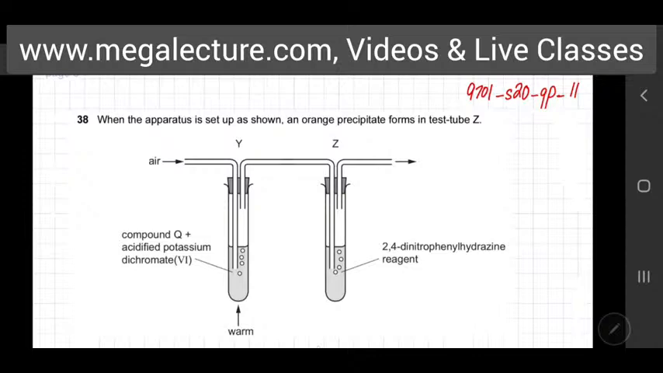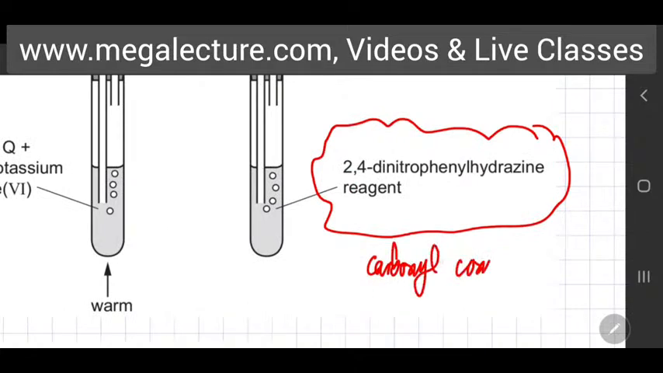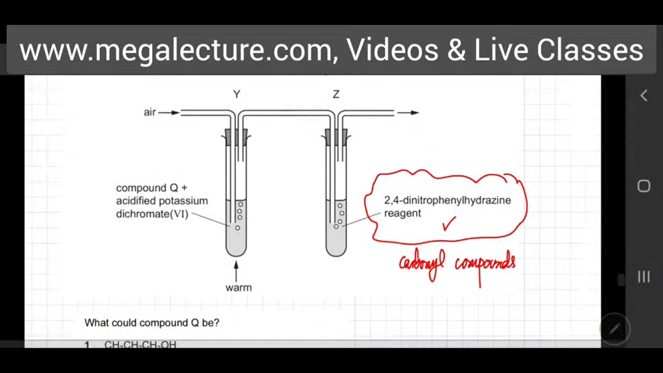The following question reads that when the apparatus is set up as shown, an orange precipitate forms in the test tube Z. So this one. Now 2,4-DNPH, this compound over here, is a test for carbonyl compounds, aldehydes and ketones. So if you're getting a positive test with carbonyl compounds, that definitely means it's an aldehyde or a ketone.